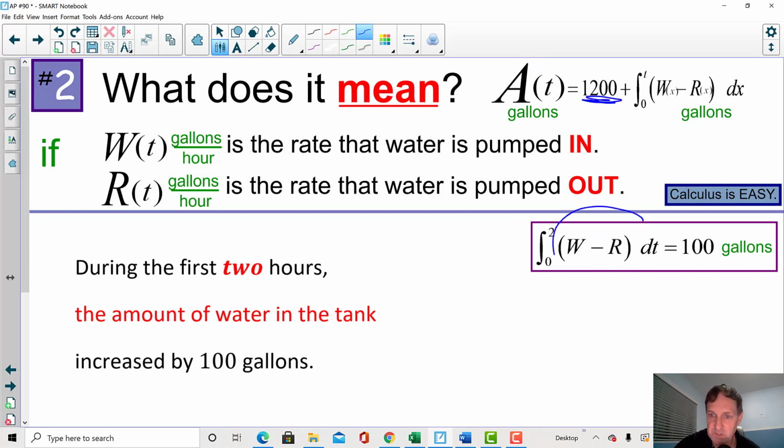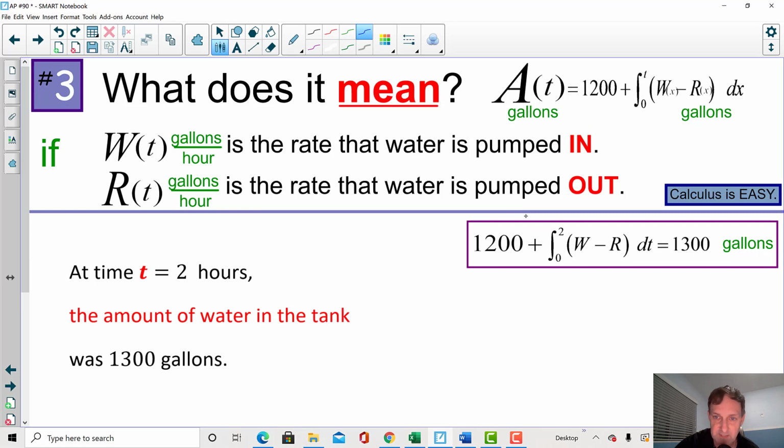We're just including the changes here. So that's why we're not going to say, well, this is the amount of water in the tank. We're just saying that the amount of water in the tank has increased by this amount. We're not saying that this is how much water is in the tank. Now the next question is almost the exact same question, but we're going to include the starting amount. Let's take a look at that one.